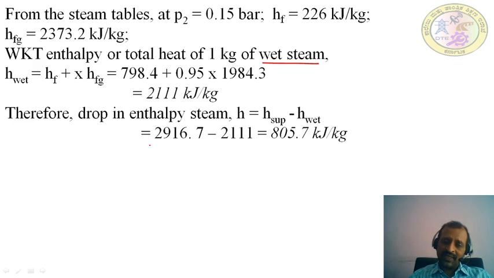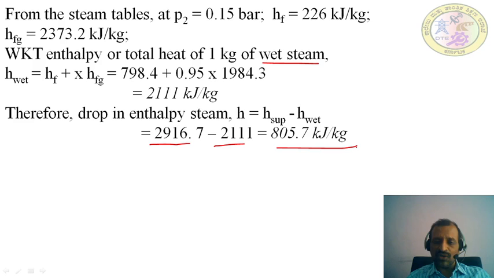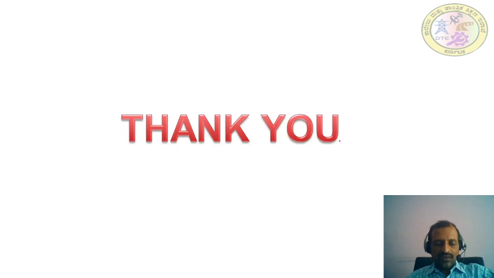Therefore, for the drop in enthalpy of steam, subtract the initial value from the value just calculated. So you will get 805.7 kilojoules per kg. This is the drop in enthalpy. So when the 12 bar pressure is reduced to 0.15 bar pressure, there is definitely a loss of energy, there is a loss of heat also. That heat he asked you to calculate. So that heat is 805.7 kilojoules per kg. Thank you.